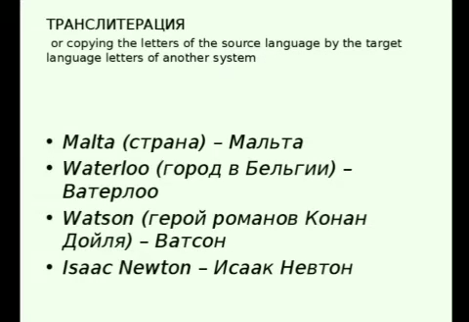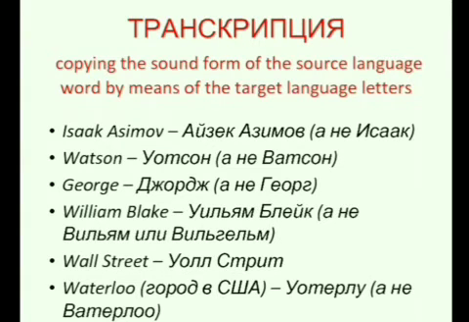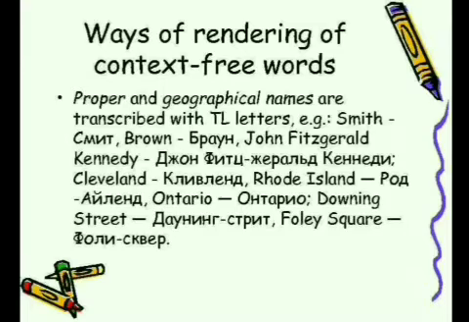For example, transliteration. You see on the screen, Malta, Waterloo. Transliteration means copying the letters of the source language as they consist in the target language. Or the word lapsin can be transliterated differently into different languages you see on the screen: English, French, German, and so on. Or they may use transcription, copying the sounds from the source language into the target letters: Isaac Asimov, Watson, or Waterloo, and so on. So they copy the sound form of the source language into the target language.